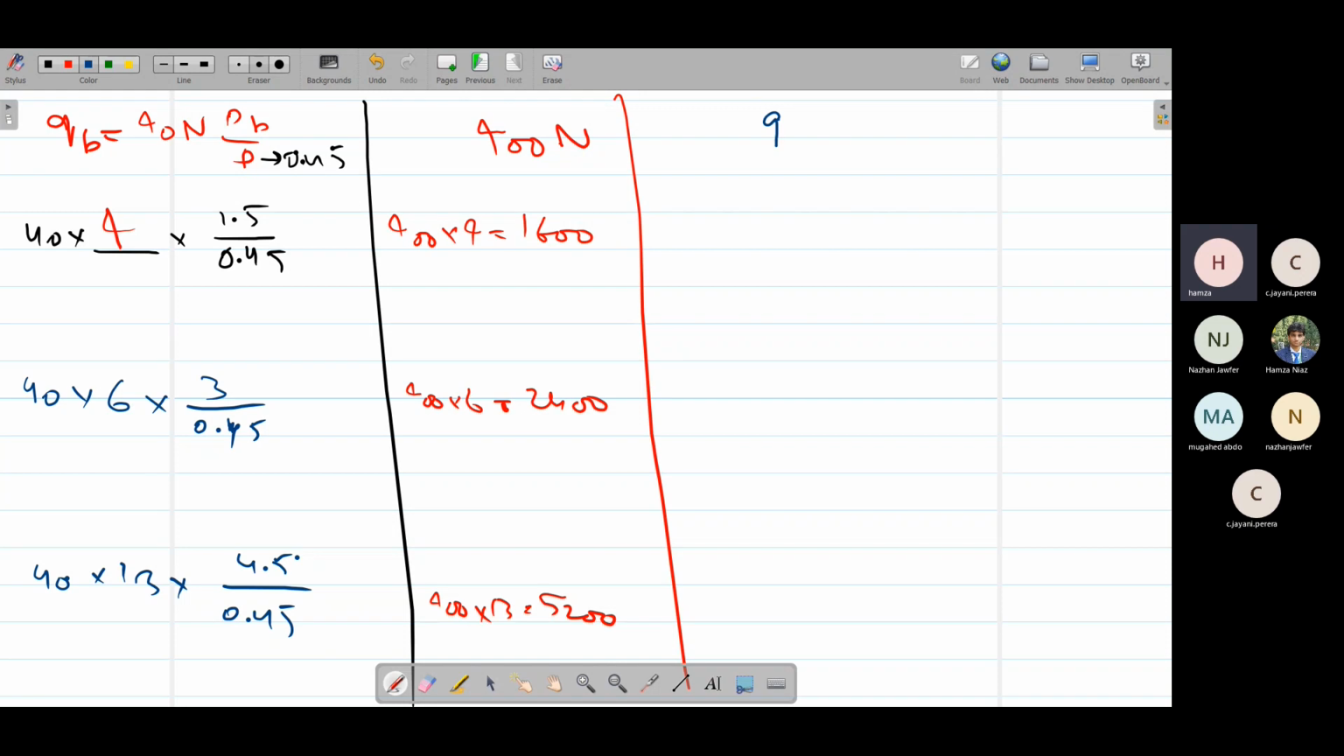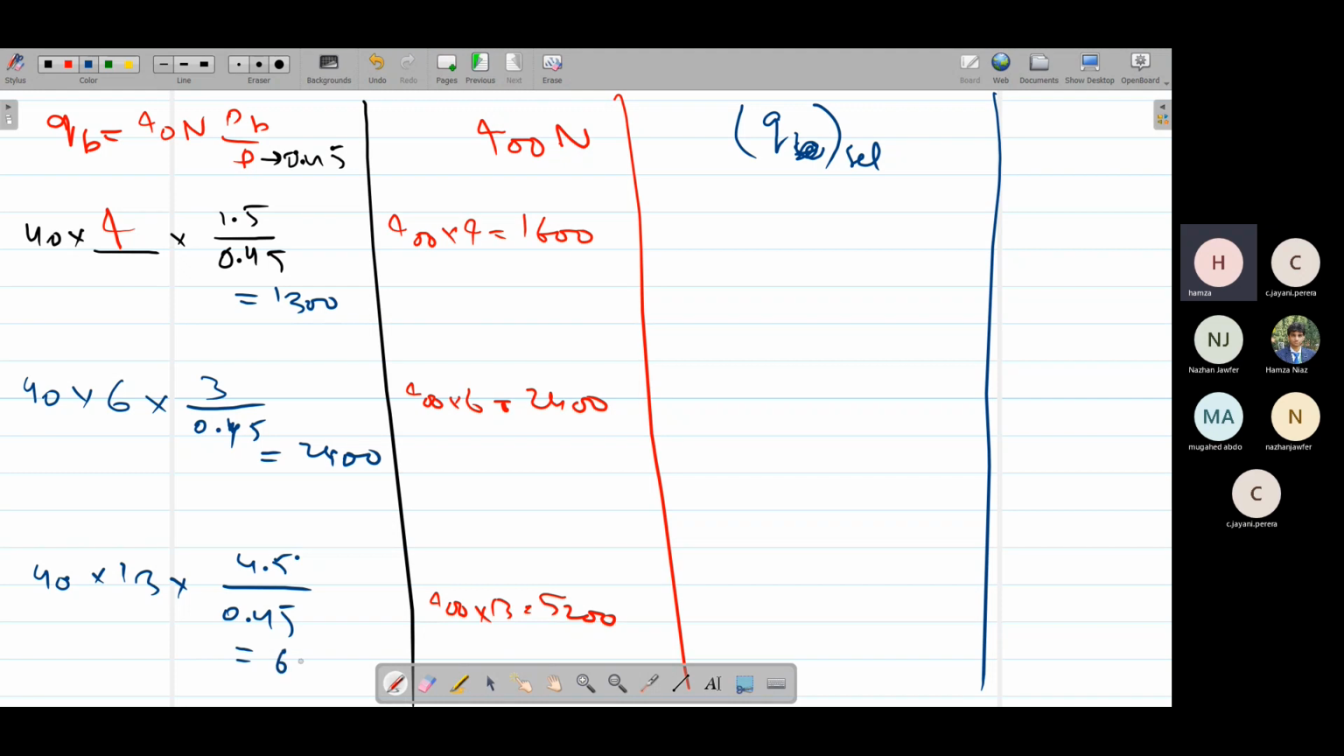So the qb selected value, what are we going to select? We are going to select the minimum value out of these two. For example, the first layer value was 1300, this is 1600. So we are going to select the minimum from these two. The minimum from these two is 1300. From these two, they are both equal, 2400. From these two, it is 5200. So that is the qb selected. Okay, so we are going to select the minimum of these two.